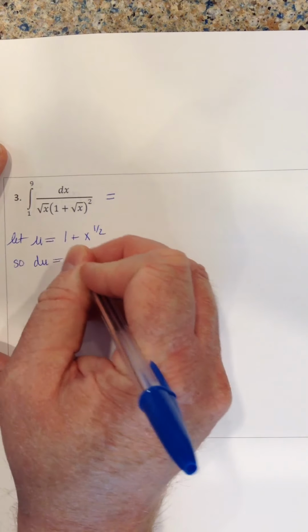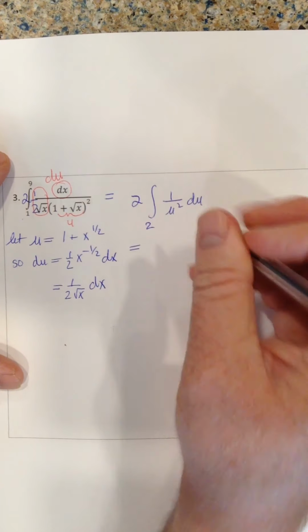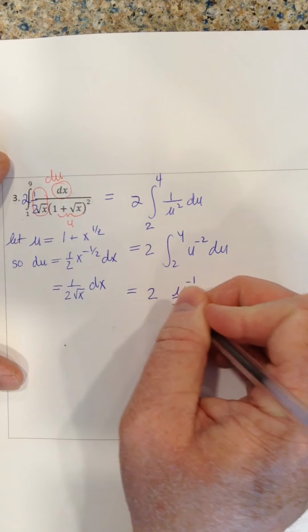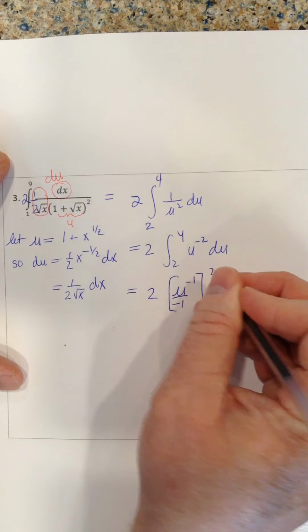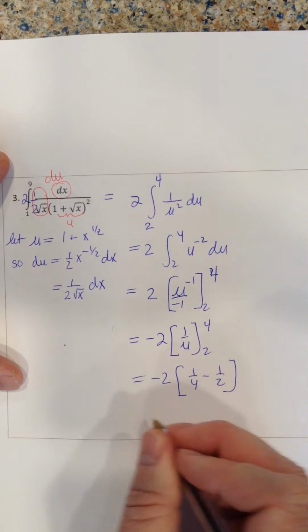And I'm going to change my limits of integration. So I get square root of 1 is 1, plus 1 is 2, and plug in 9. Square root of 9 is 3, plus 1 is 4. I'm going to rewrite this integral as u to the negative 2 du. So I get 2 u to the negative 1 over negative 1. It's my antiderivative from 2 to 4. So that's negative 2, 1 over u from 2 to 4. So it's negative 2 times 1/4 minus 1/2.